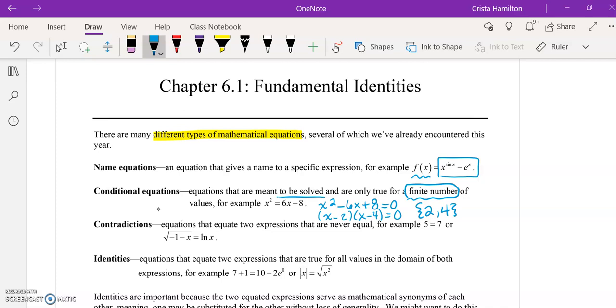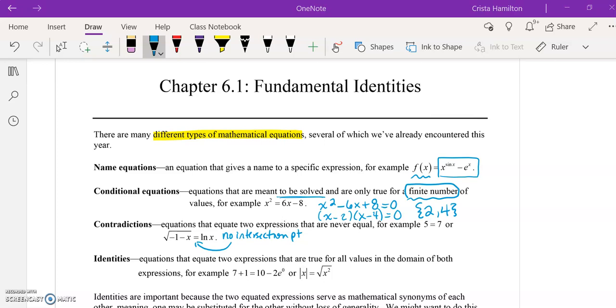Now, a contradiction is an equation that equates expressions that are never equal to each other. 5 never equals 7. Or in this case, the square root of negative 1 minus x is never equal to the ln of x. In other words, there's no intersection point for these two graphs. If I were to graph a transformed square root and the log graph, they would not be the same.